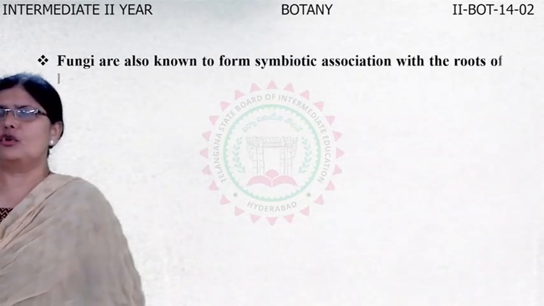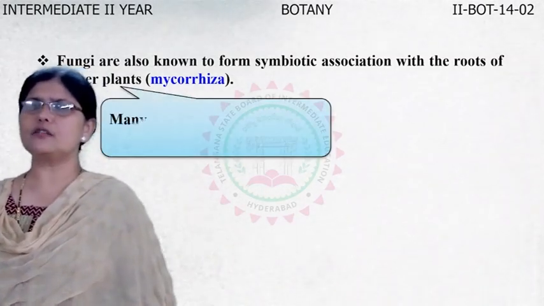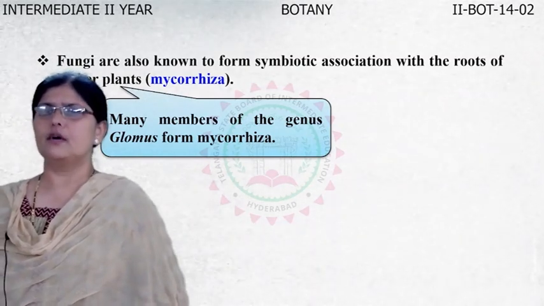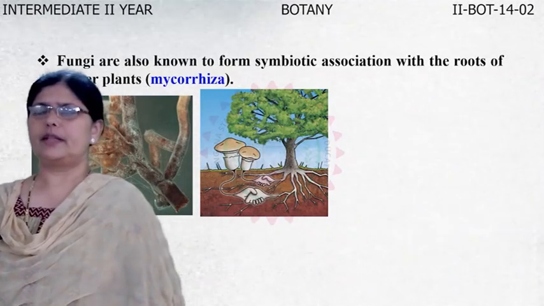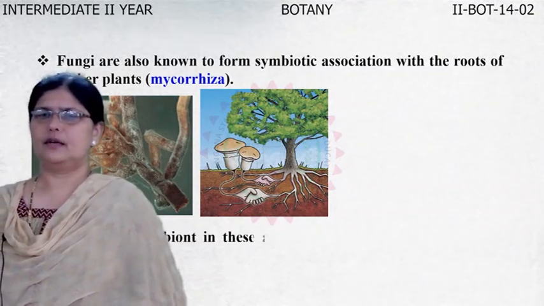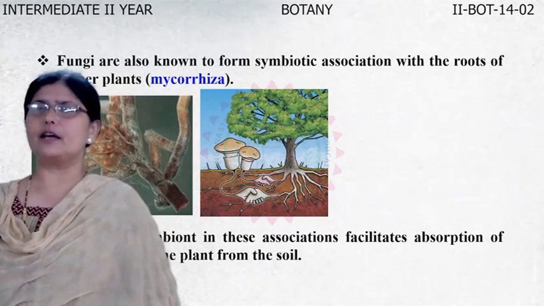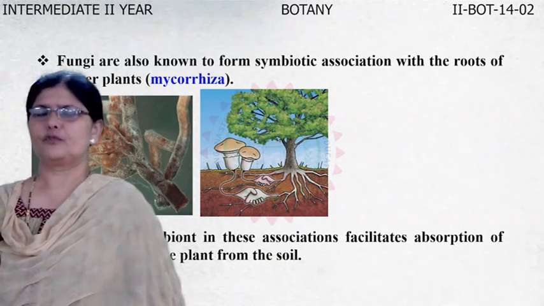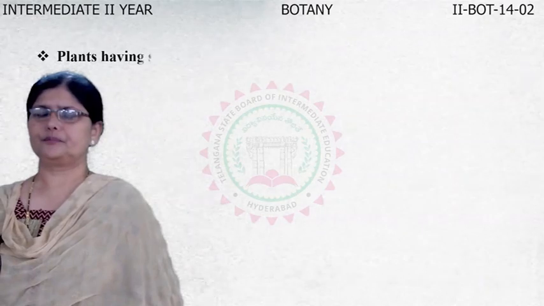Fungi are also known to form symbiotic association with the roots of higher plants and this association is called mycorrhiza. Many members of the genus called Glomus form mycorrhiza. You can see the genus Glomus. They help in symbiotic association with the roots of higher plants. The fungal symbiont in this association will help in facilitating the absorption of phosphorus by the plant from the soil. So phosphorus absorption takes place by the plant because of mycorrhiza.